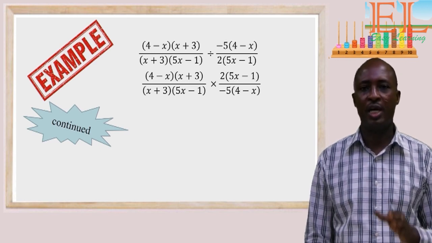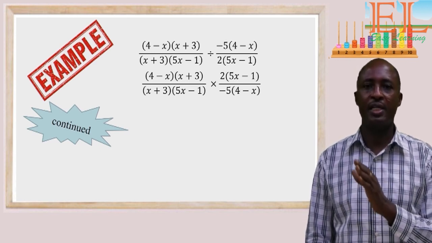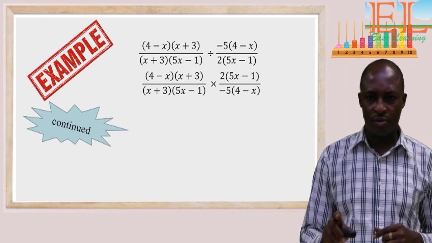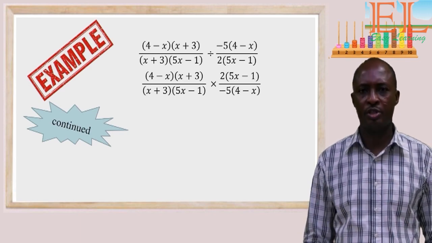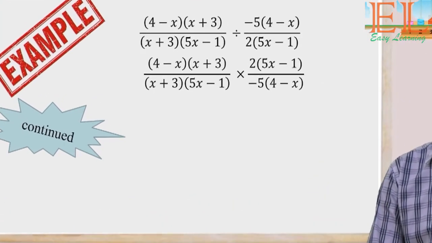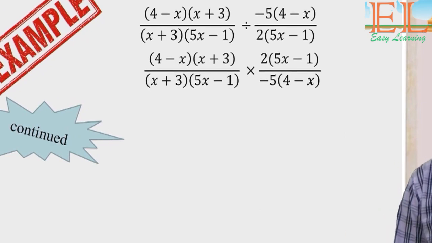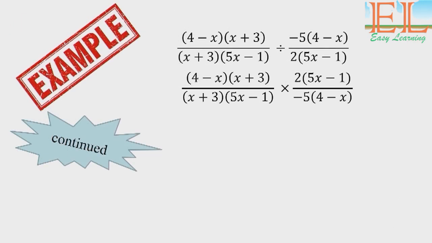Cancelling out, we now have 4 minus x cancelling 4 minus x. And this is why, if we had left it at x minus 4, the cancellation wouldn't have been possible. But because we made the 5 negative, it now becomes 4 minus x. And x plus 3 will cancel x plus 3. And finally, 5x minus 1 cancels out 5x minus 1. So our final answer is negative 2 divided by 5. Isn't that simple?